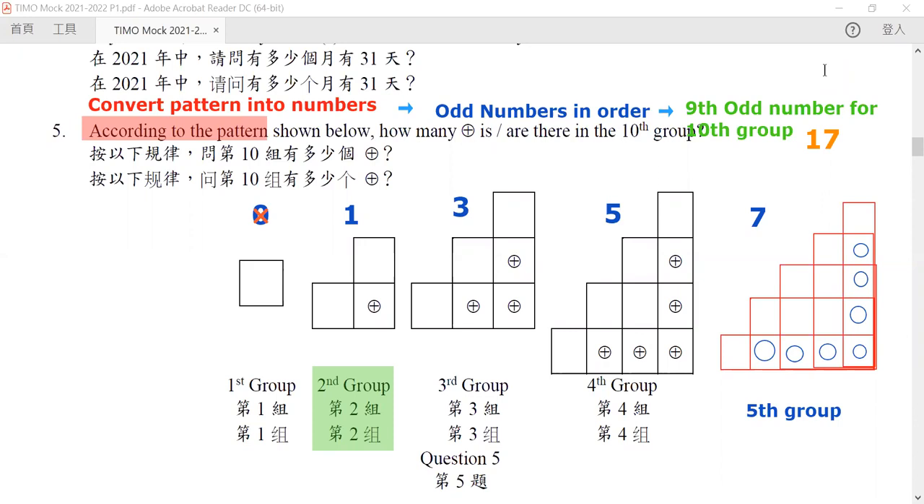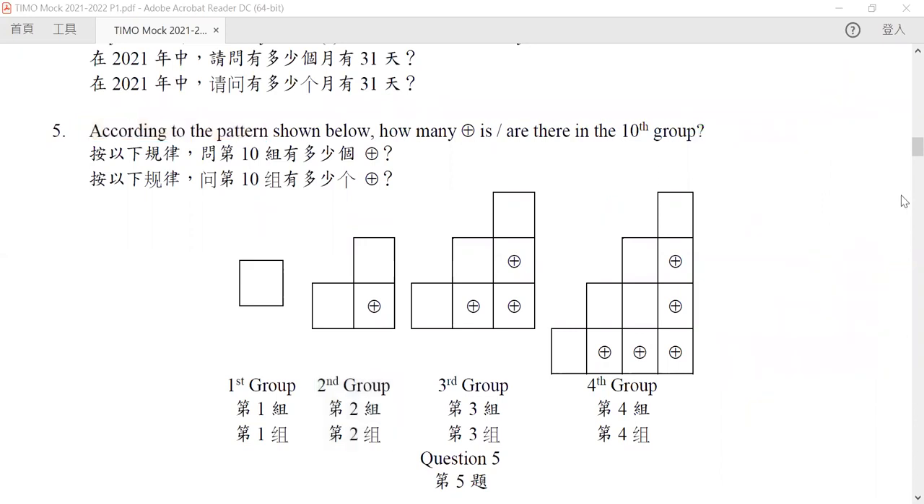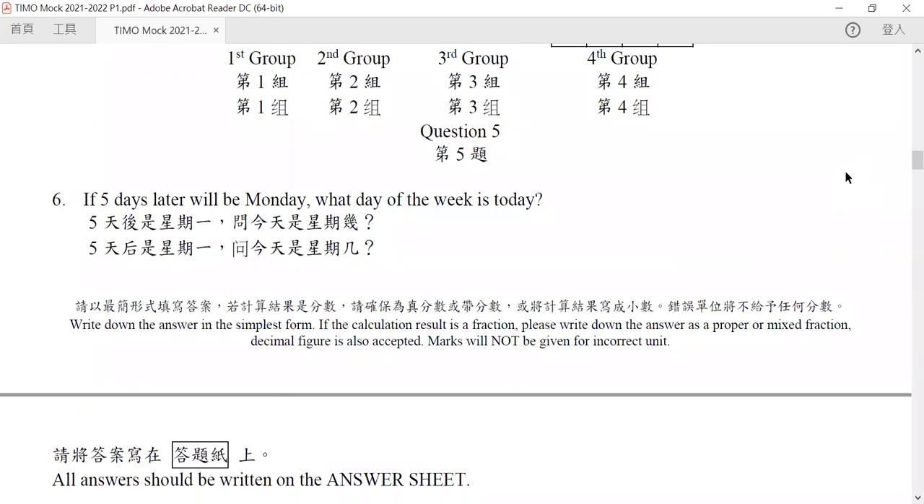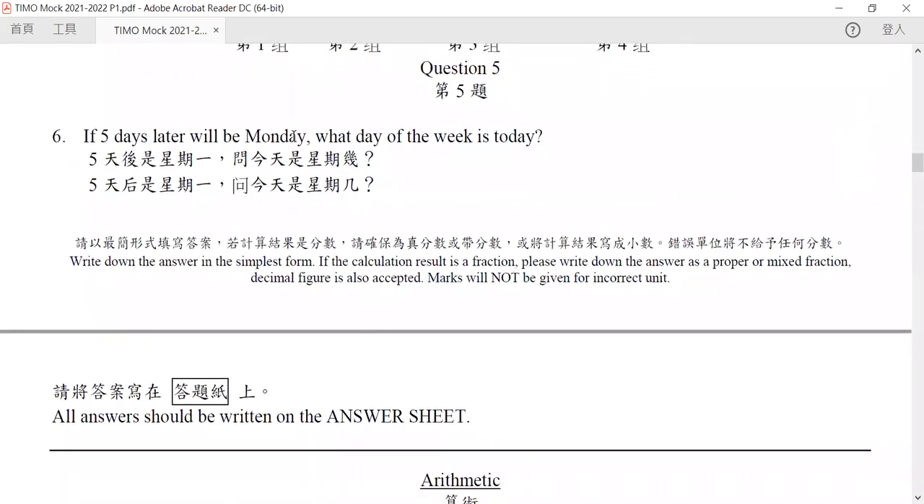Okay. So let's go to the final question of this section on logical thinking. If 5 days later will be Monday, which day of the week is today? Now, every time you see this question, the day we are concerned with is not very far away from the Monday that we have been given. So we can simply count them by hand, right?